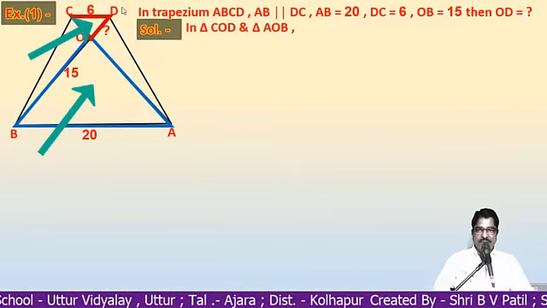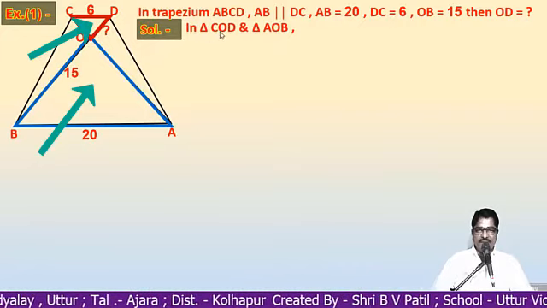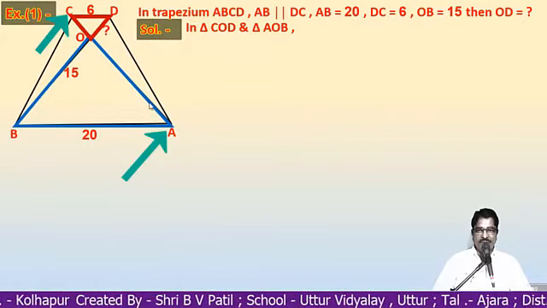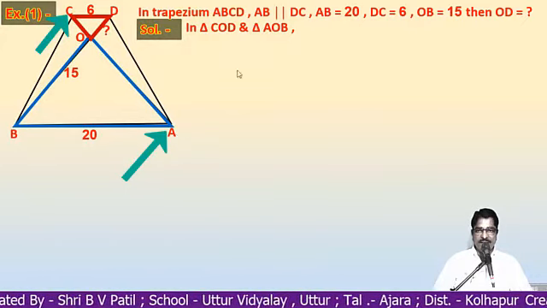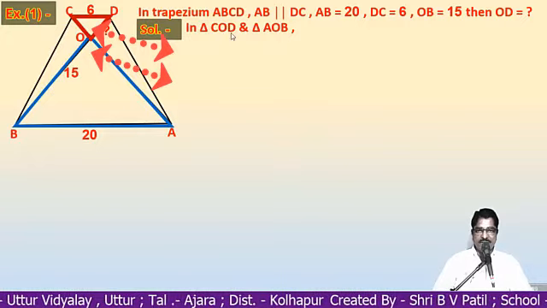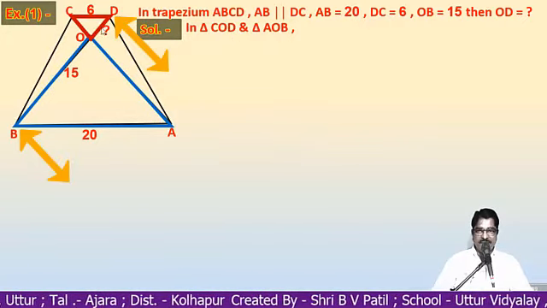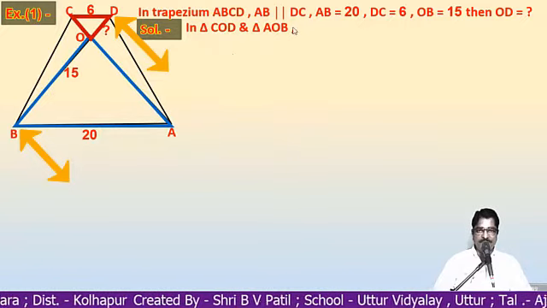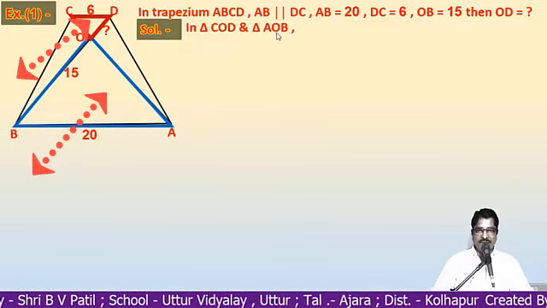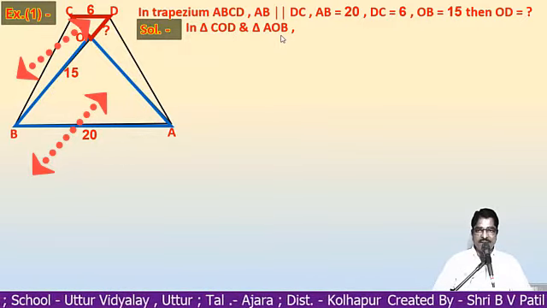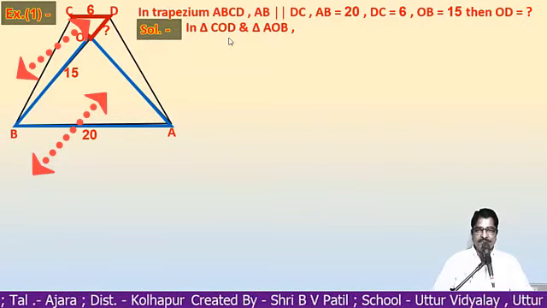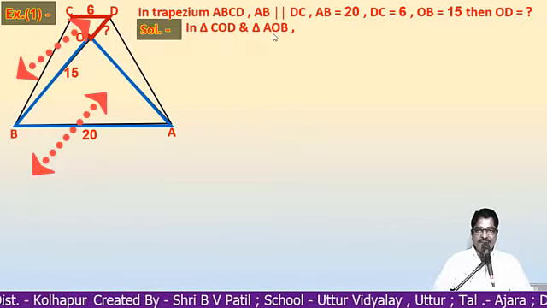In triangle COD and triangle AOB, the first point C corresponds to point A, the second point O corresponds to O also, and the third point D corresponds to point B. These are the two triangles' names with one-to-one correspondence, एकास एक संगती, त्यानुसार आपण ट्रायंगलची नावे लिहिलेली आहेत. Then tell the first condition.